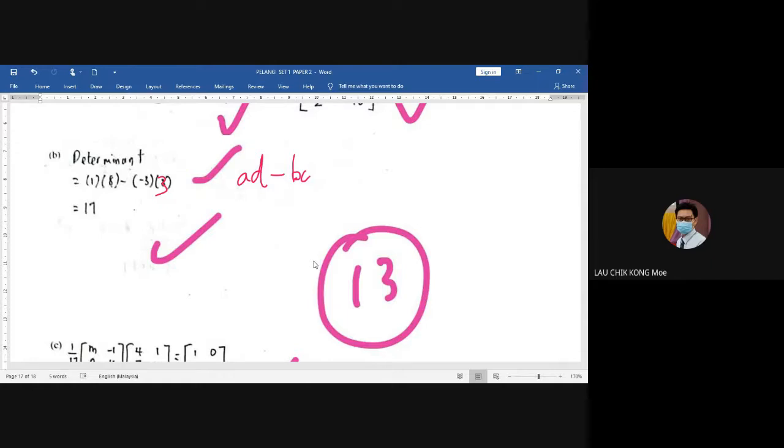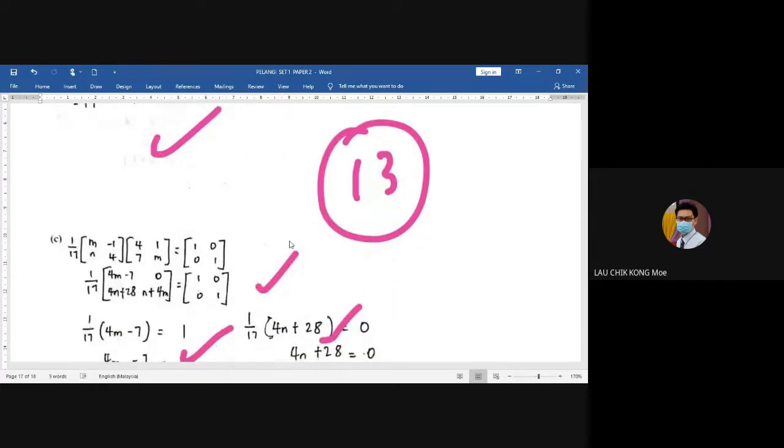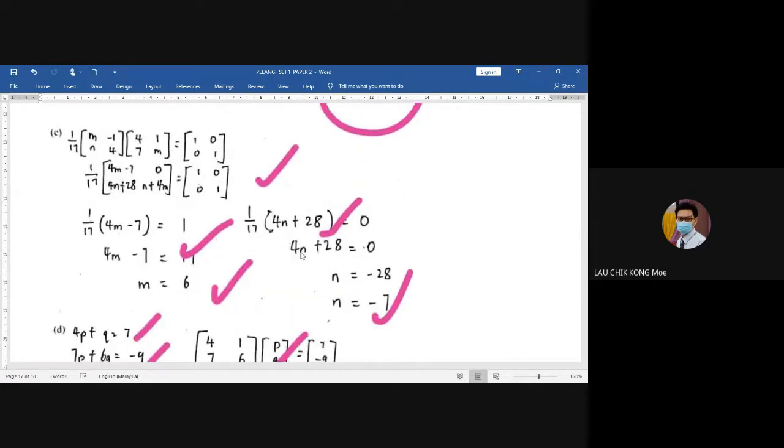M and N. This one means that you find the inverse. Kalau you not find the inverse, is okay. But finally, the answer should be M equals to 6 and N equals to negative 7. Okay.